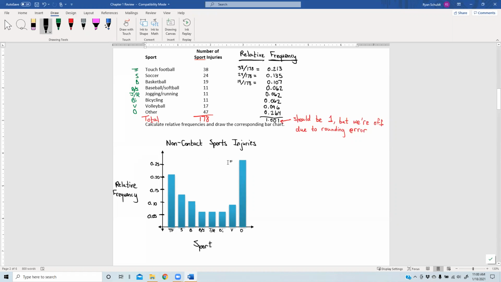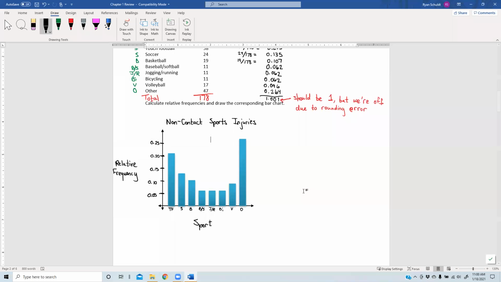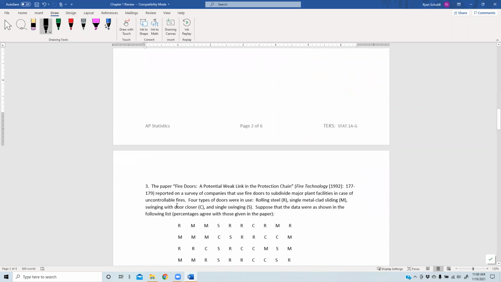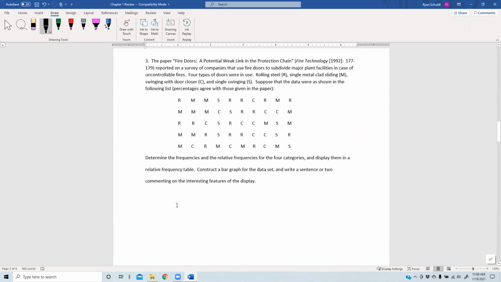That looks good. Okay, so there is our graph. Took me a bit to get it set up, but it looks nice and neat now. So there's our graph, all done. So that's a bar chart with relative frequencies. Now, let's move on to number 3.